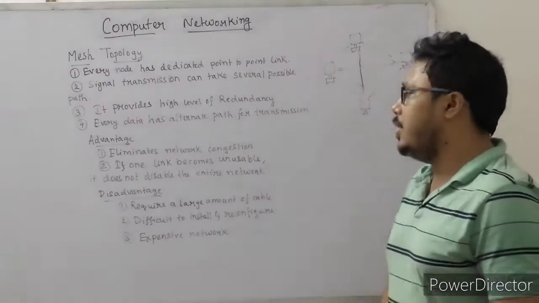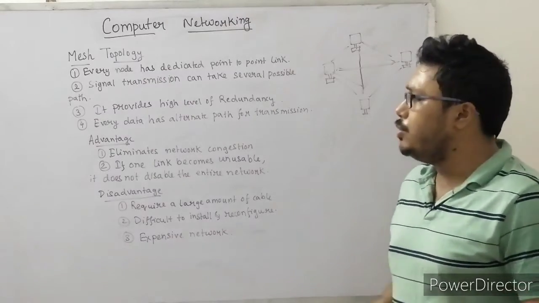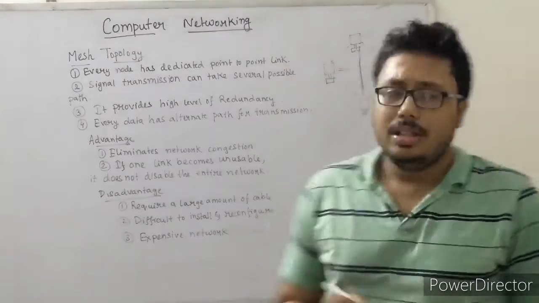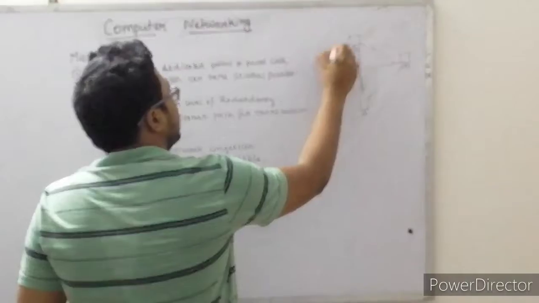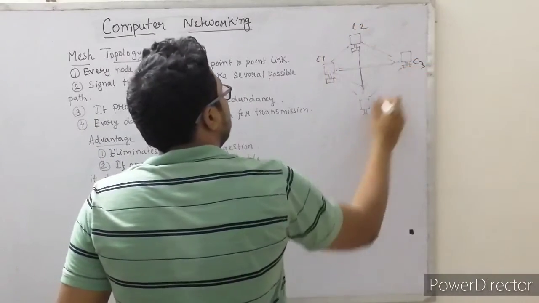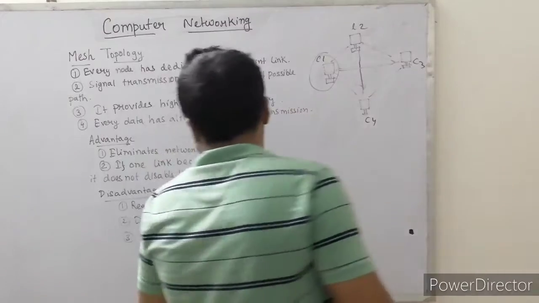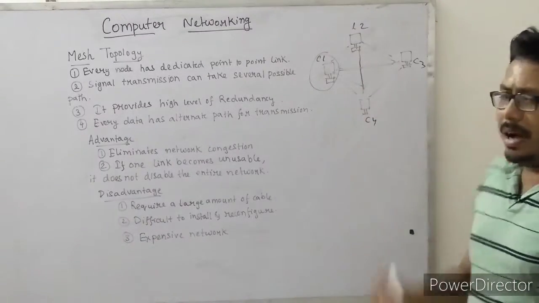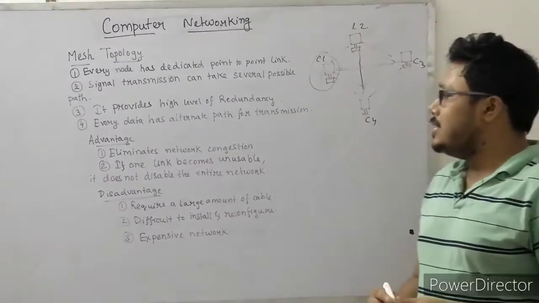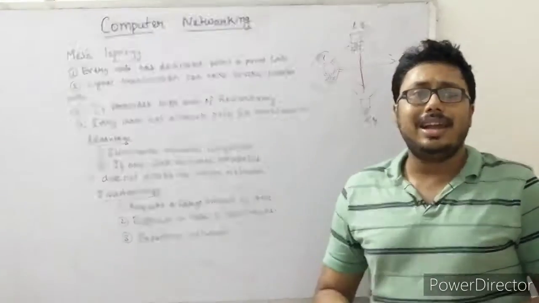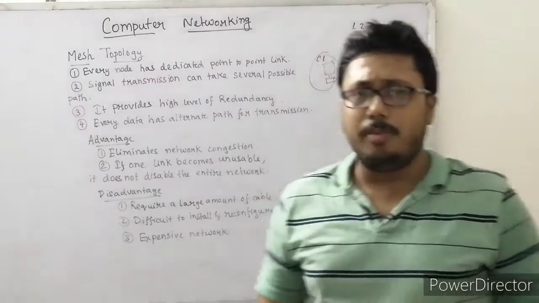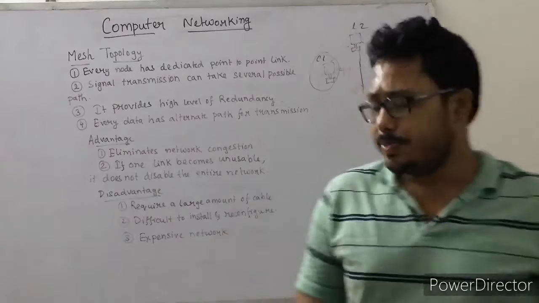So coming to the next advantage, if one link becomes unusable, suppose this computer C1, C2, C3, C4, if suppose C1 becomes unusable, or maybe any path becomes unusable, then the signal transmission will not get disrupted because there are several paths for the signal transmission. Yes.